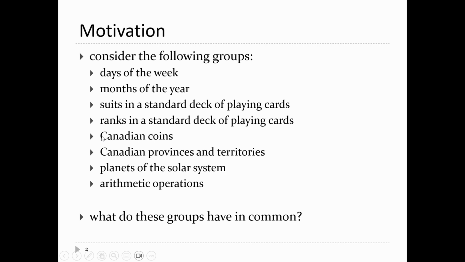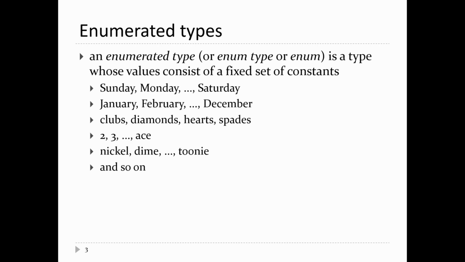Some of these are suspect, so Canadian coins, the provinces and territories, and the planets of the solar system, they may not necessarily have these things in common. But the thing that they appear to have in common is that they all represent sets of constants. So the days of the week, there's only 7 days of the week, and that's probably not likely to change anytime soon. Similarly, with the months of the year, there's only 12 months of the year. Again, probably not going to change anytime soon.